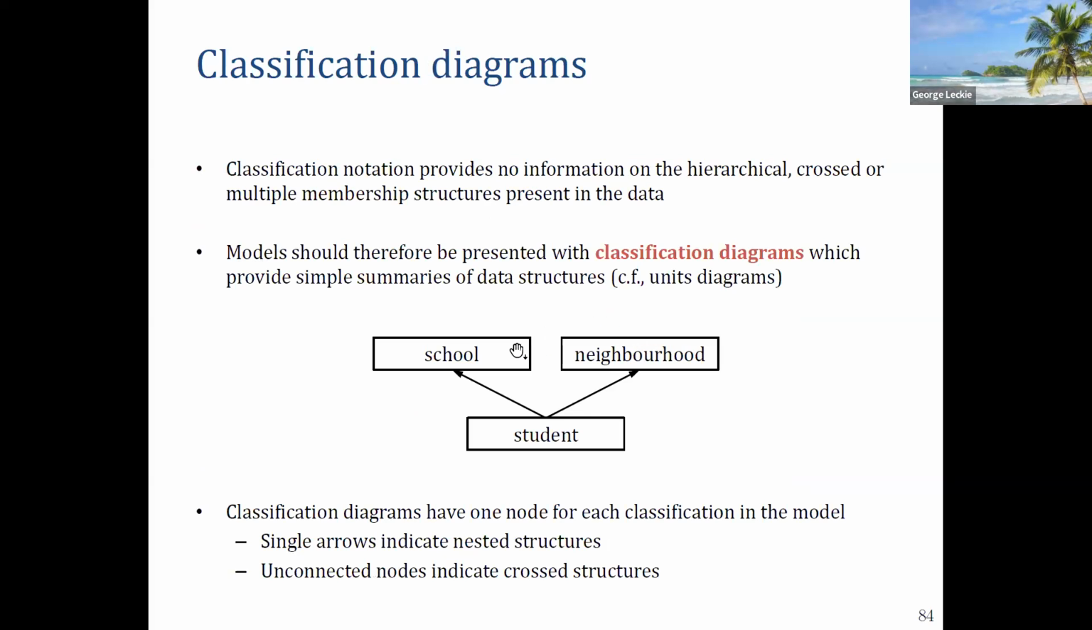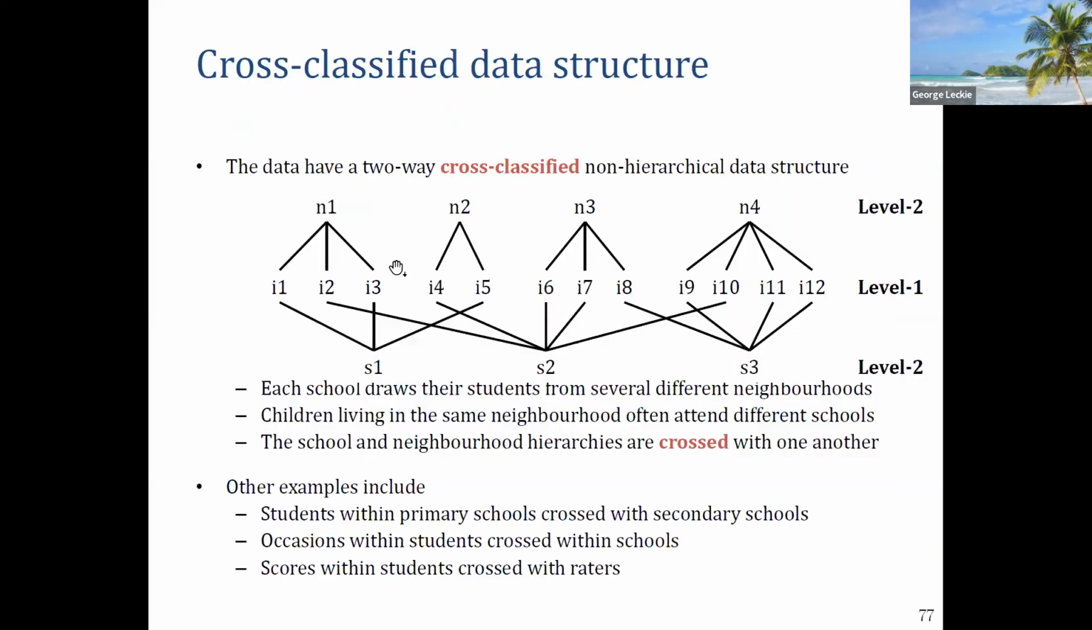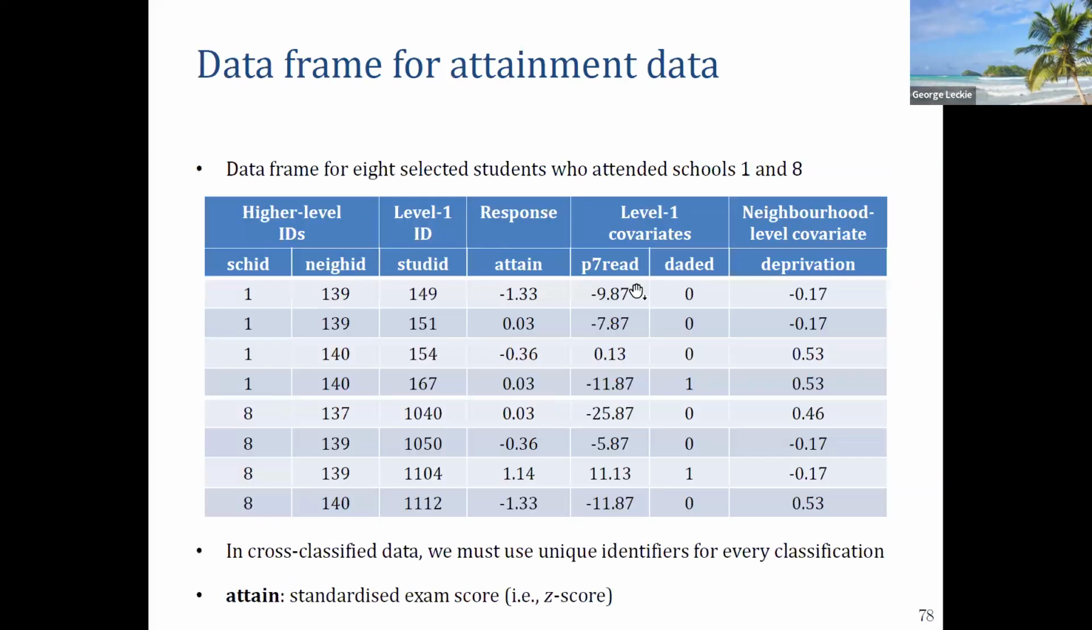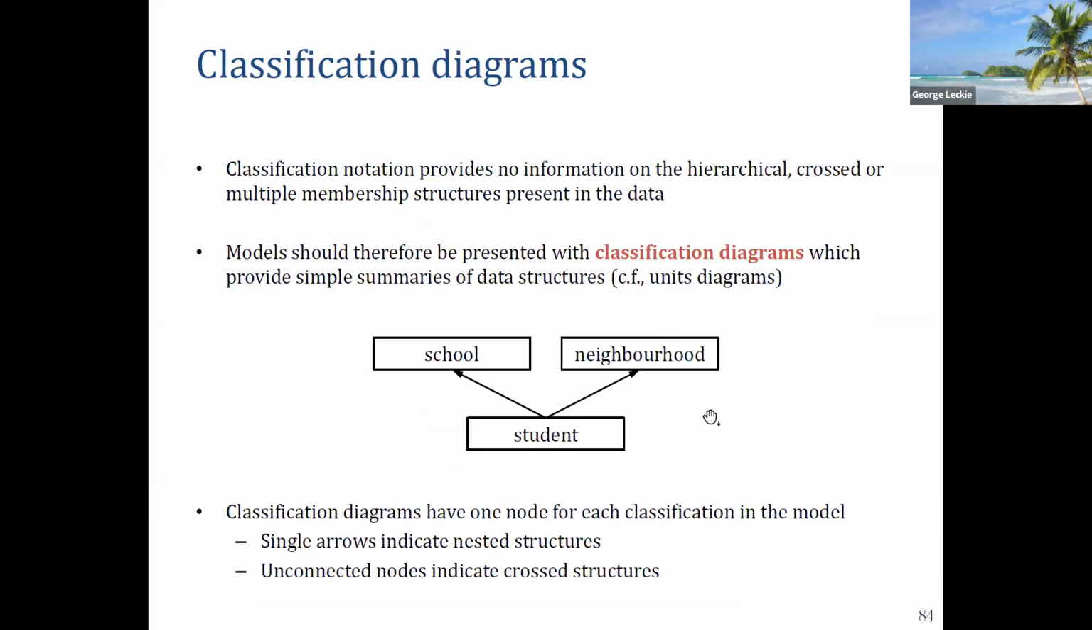Often you'll see these kinds of diagrams for data structures as well. So this was a unit diagram earlier, drawn in terms of the individual data points for 12 students and showing their nesting. A shorthand version of that is called a classification diagram. The idea is that you can see students are nested within schools and they're separately nested within neighborhoods. If you have school districts, you have students within school districts. So it's a way of trying to write down a complex data structure efficiently.